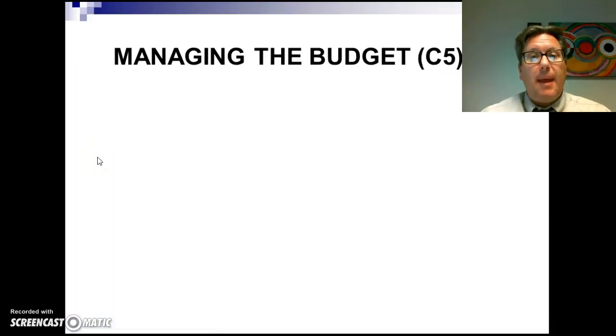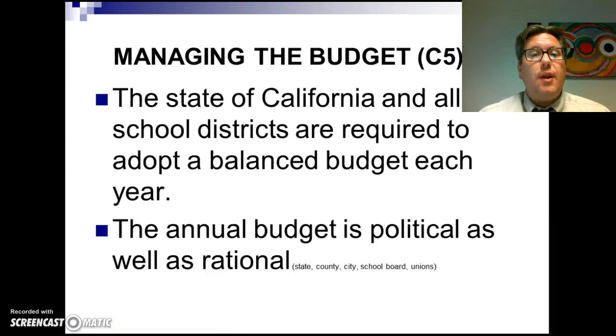So talking about managing the budget. The State of California and all school districts are required to adopt a balanced budget each year. The annual budget is political as well as rational, as we know that our politicians help make the decisions on how we spend, as well as voters make those decisions as well.